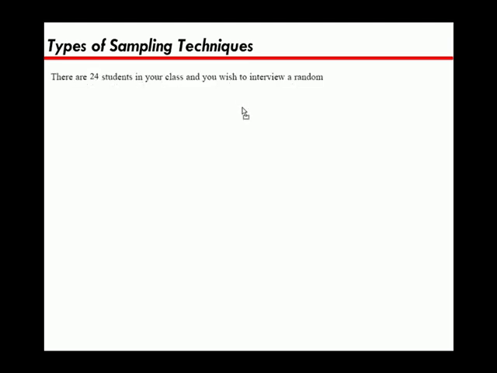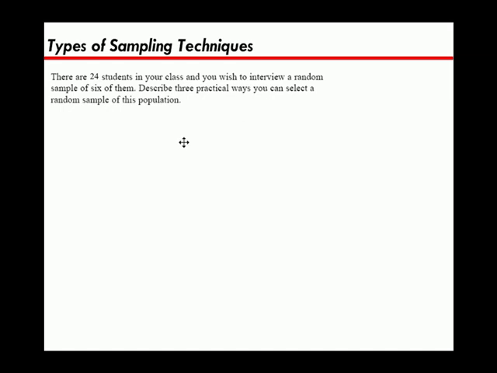There are 24 students in your class, and you wish to interview a random sample of 6 of them. Describe 3 practical ways you could select a random sample of this population. And by population, they mean all the students in the class, and sample is just the 6 that you're going to grab from that class to ask them some survey questions.